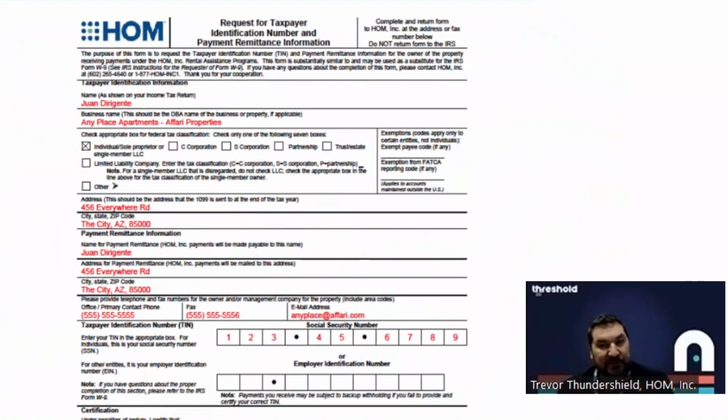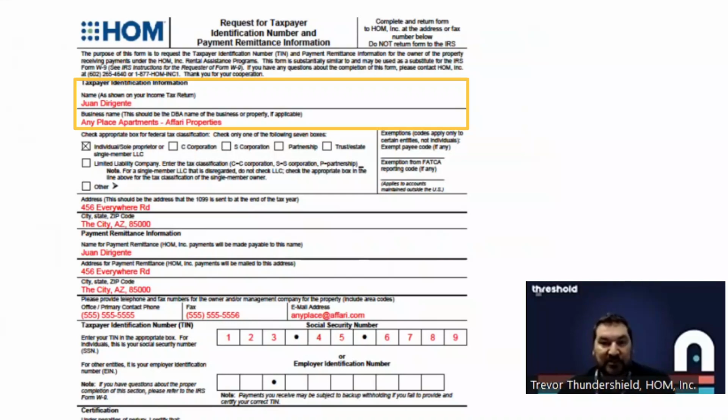It's very similar to the IRS W-9. However, it's a little more extensive to provide us information such as contact information and also where you want the check sent. So in the very first section here under taxpayer identification, this is where you're going to put your actual legal entity name. This name should match the taxpayer ID that you provide to us.